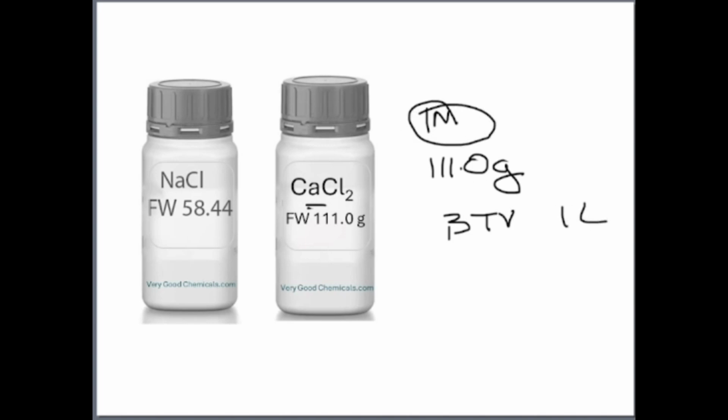You may have learned in a chemistry class that you can find the molecular weight or the formula weight of a compound by adding up the atomic weights. For calcium chloride, you would add up the atomic weight of calcium and the atomic weight of 2 chlorines, and you get 111 grams. You could find those values on a periodic table, but in the real world, it's much better to look on the chemical container to find the formula weight.